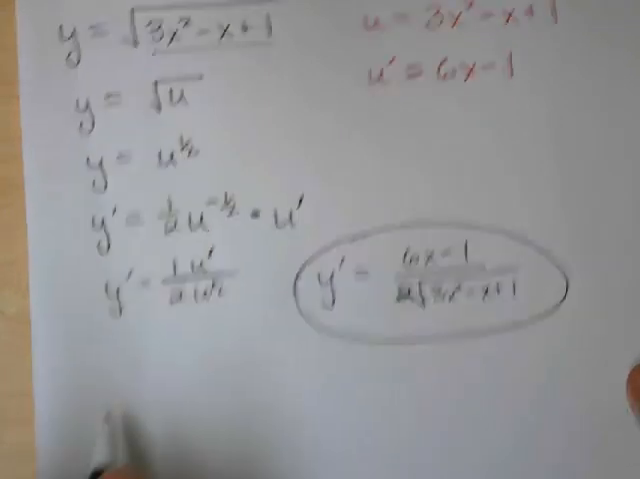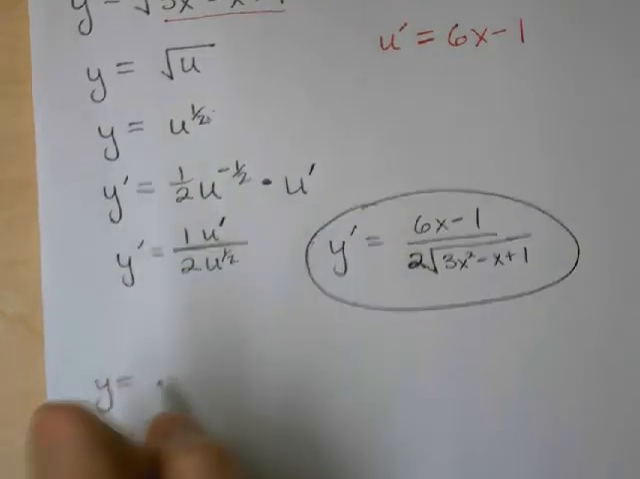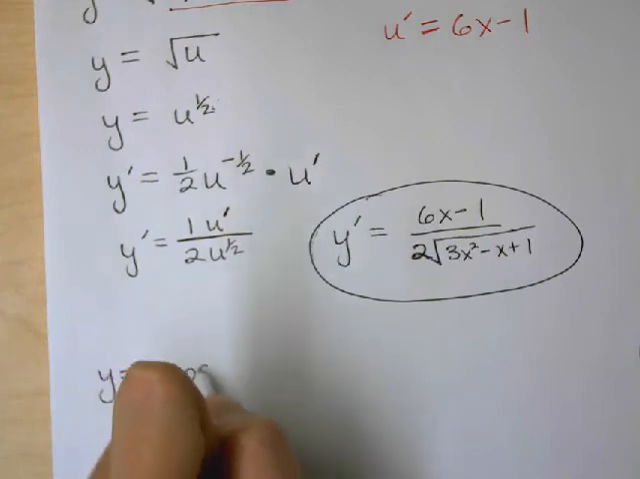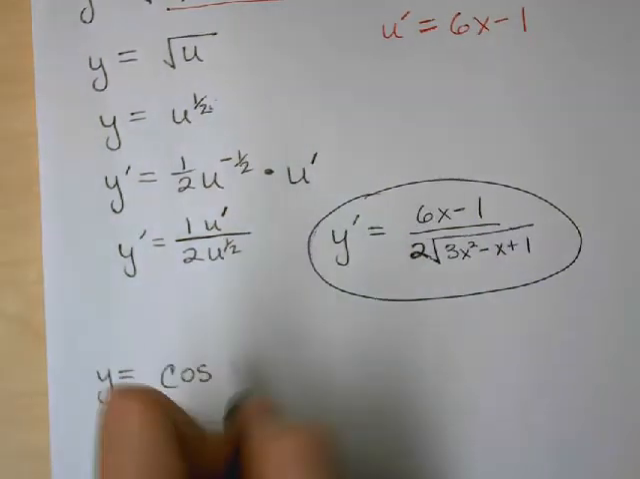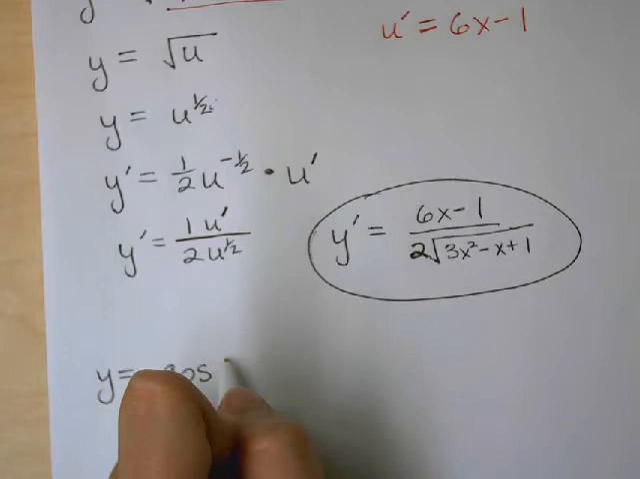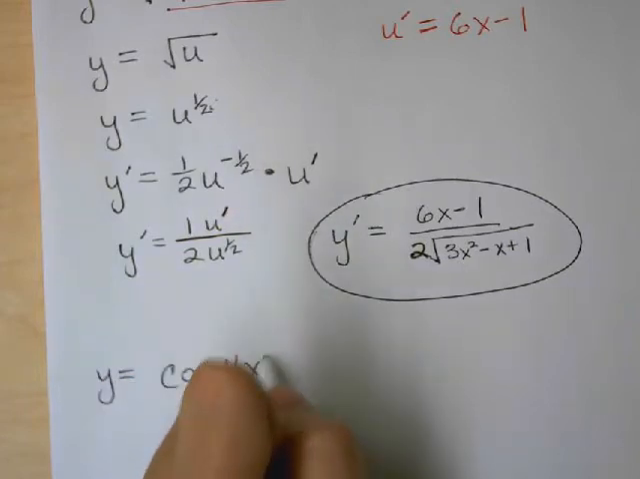Let's say you had y equals cosine of 4x squared.